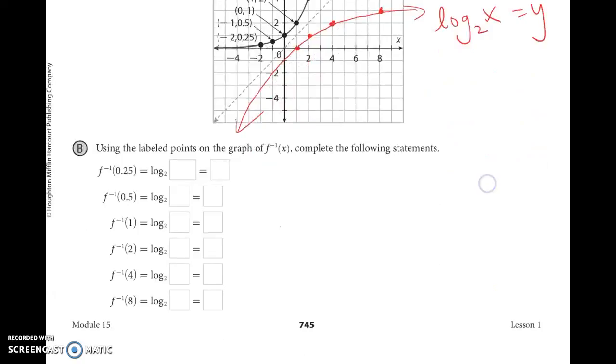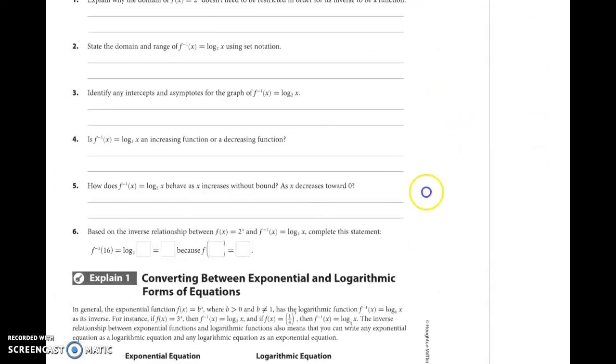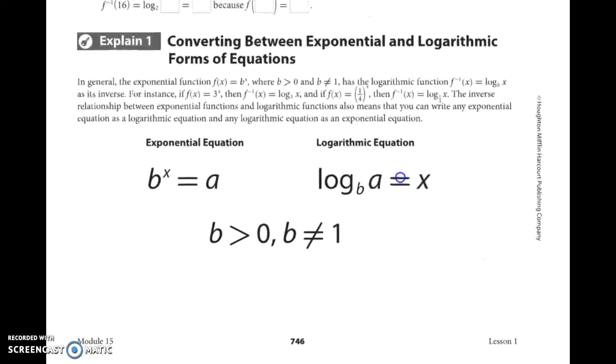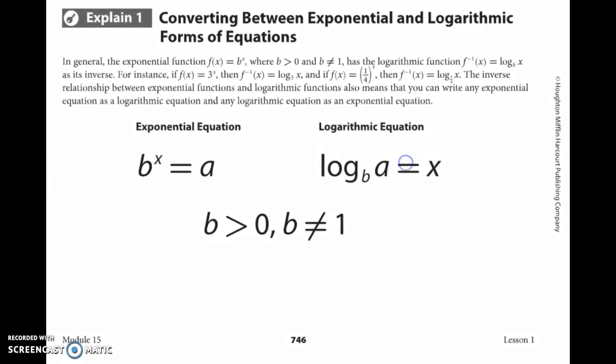So I'm going to go to Explain 1, which is on the next page, page 746. And we're going to go over how to convert between an exponential and a logarithmic function. Here we have an exponential equation: b to the power of x equals a. For example, that could be 2 to the power of x equals 4. And then the logarithmic equation is log base b of a equals x. Or if we were using these numbers, it would be log base 2 of 4 equals x.